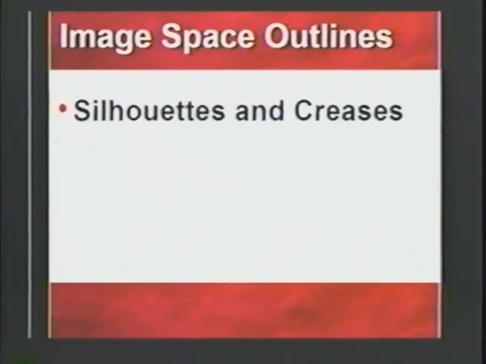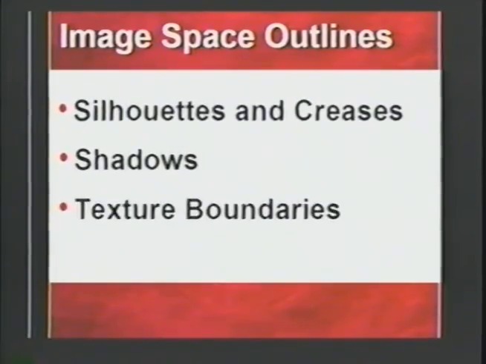The three classes of outlines that we will detect and render in image space are object silhouettes and creases, shadow edges, and texture boundaries. These outlines are important visual cues which have previously been difficult to generate in real time. The general strategy presented here can easily be extended to generate other classes of outlines.